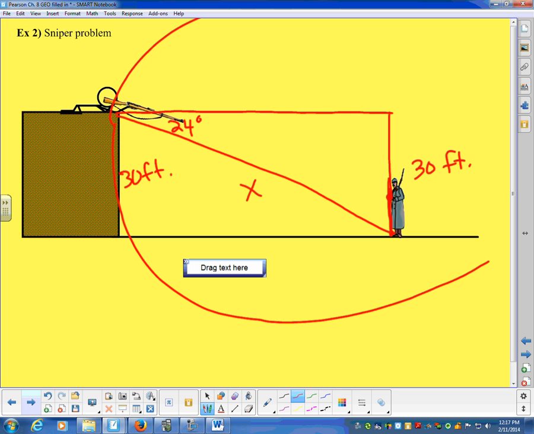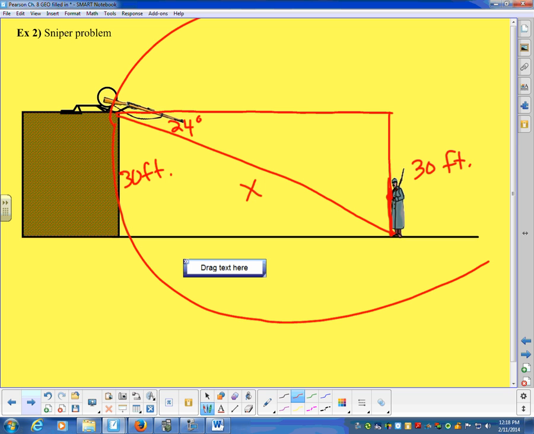I am given, from the perspective of the sniper, the opposite. The infrared device says it will detect anything within a 70-foot radius. So if the hypotenuse of this right triangle, x, is more than 70 feet, then the sniper's safe. If it's less than 70 feet, then the device will detect him, and somebody can take him out from somewhere else.